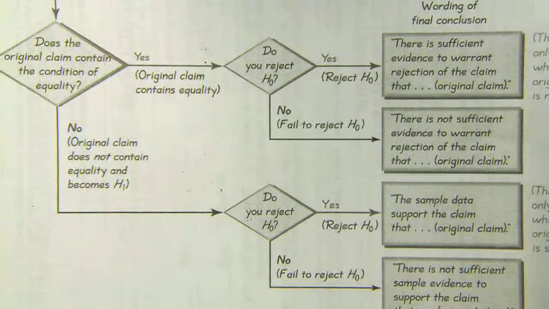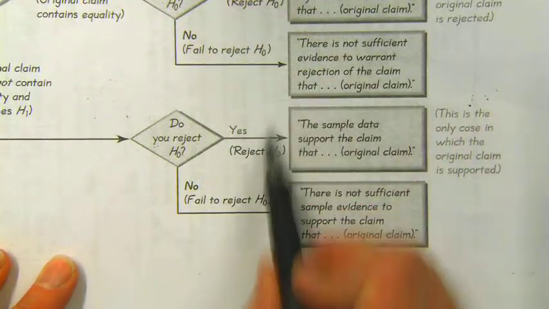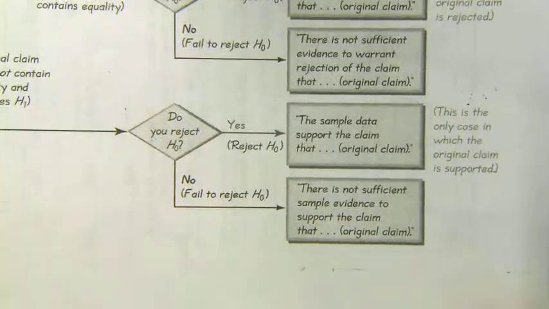Okay, so the first question says, does the original claim contain the condition of equality? Is there an equal sign in our original claim? No. So we're on the bottom. Then it says, did we reject the claim, or did we reject the null, yes or no? Yes. Okay, we rejected the null, so therefore our conclusion is going to be the sample data support the claim that, and then you just restate the claim.